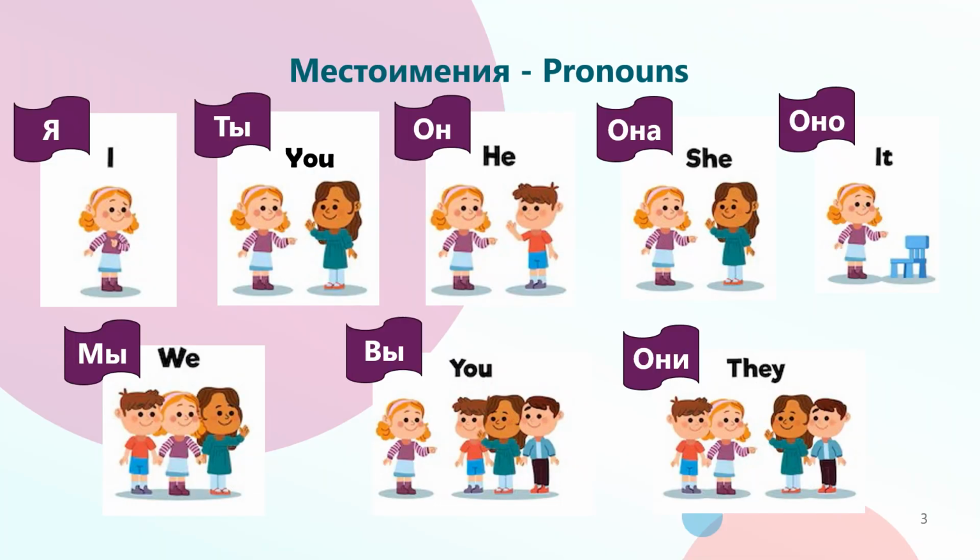First, we have я, which means I. Next is ты, which means you. This is used when talking to one person informally. Then we have он, he. Она, which means she.